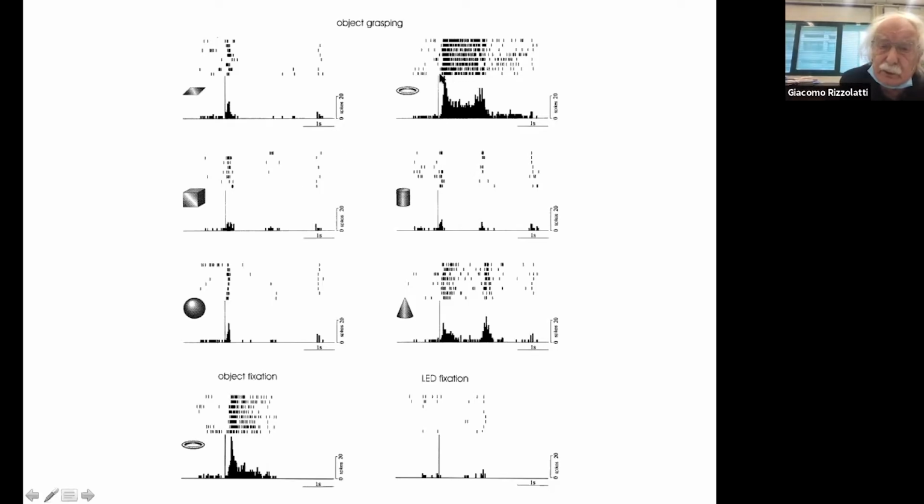You see, here is the best example. Here the monkey saw a ring, and there is a discharge when she grasped a ring. Other stimuli are also effective, but only moderately. Here you see an excellent response.